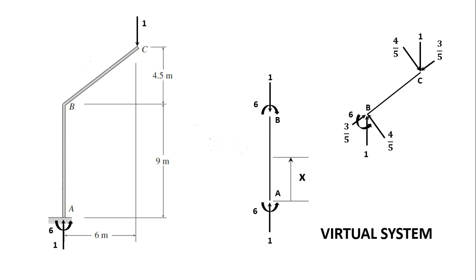So, just like dun sa real system, point A yung origin ng segment AB, and for BC, point C. So, for segment AB, ang ating moment, simple lang naman, M plus 6 is equal to 0 or M is equal to negative 6. And for member BC, so M plus 4/5 times distance x equal to 0 or M is equal to negative 4/5 x. So yun po yung ilalagay natin dun sa table.